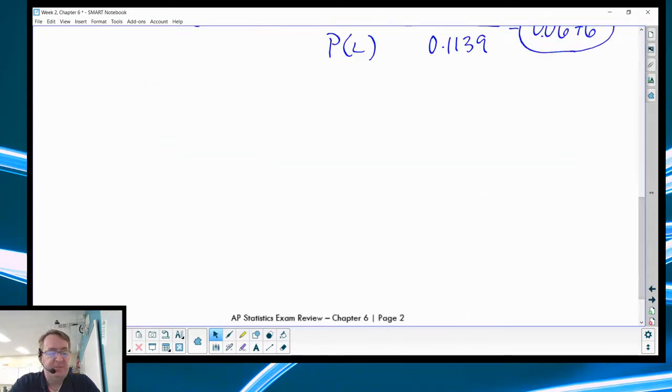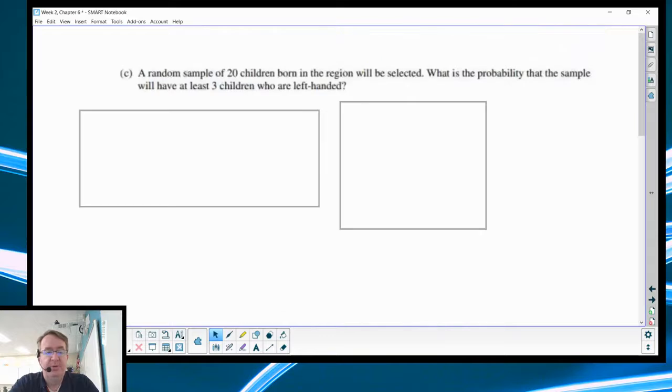And then for part C, a random sample of 20 children born in the region will be selected. What is the probability that the sample will have at least 3 children who are left-handed?